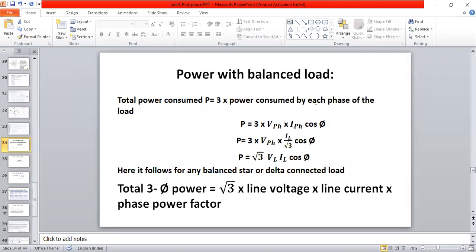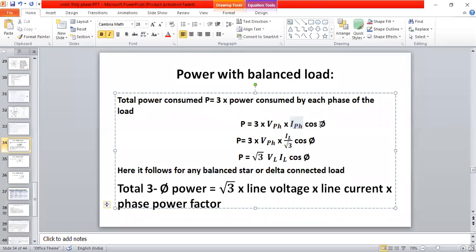The power consumed by one phase is VPH IPH cos phi. For a single phase, the power equation is VI cos phi, which we already know. But here three phases are there, so the phase voltage is different, the phase current is different, and the line current is different. For that reason I consider VPH IPH cos phi for one phase.